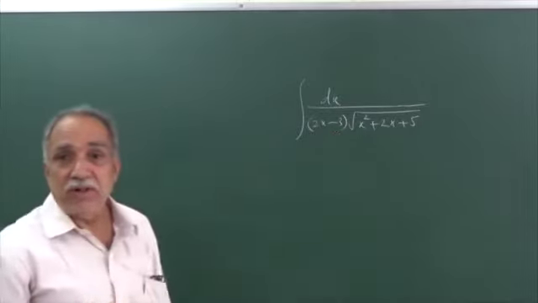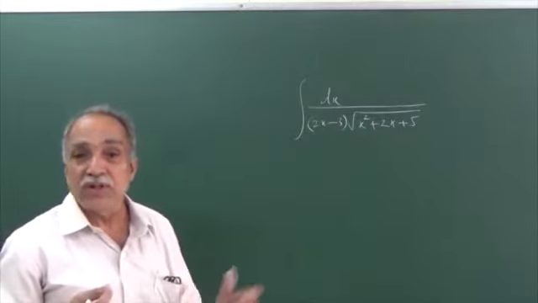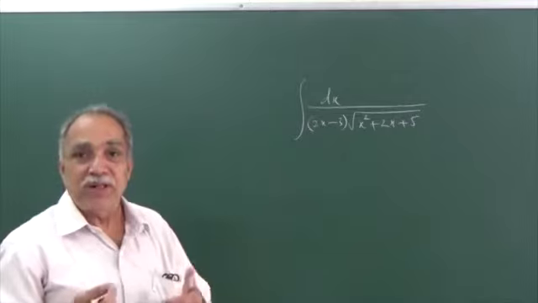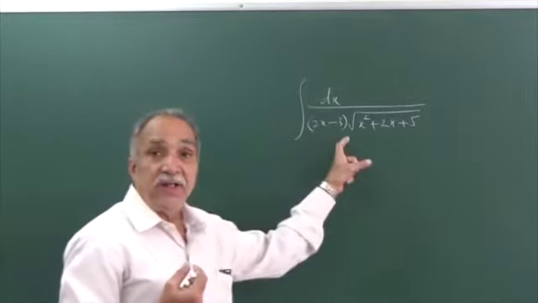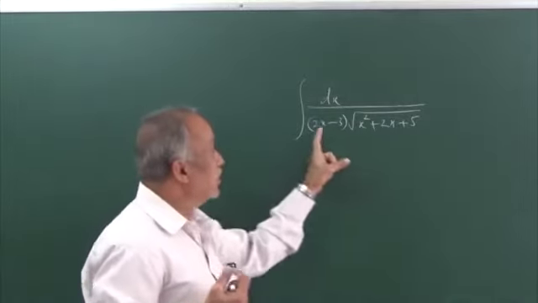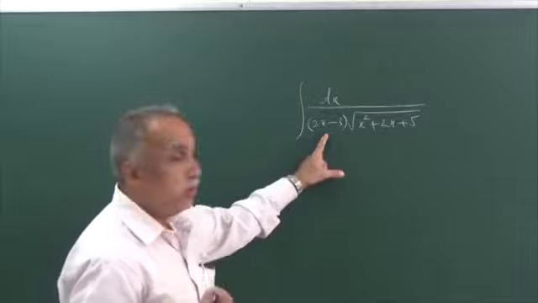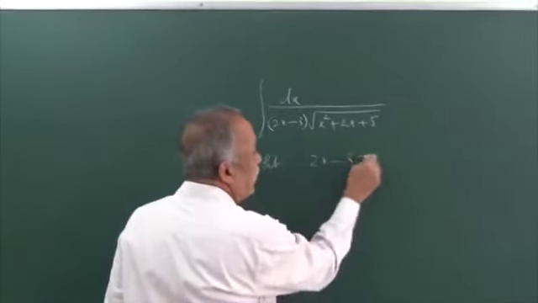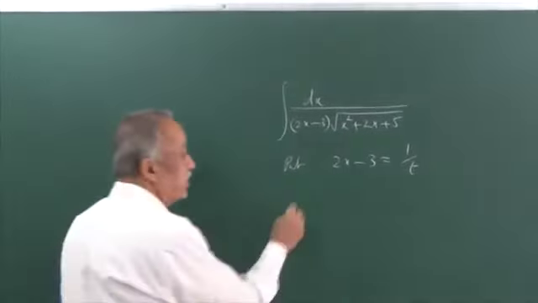At the outset, it may not be clear how this substitution going to help us in simplifying the integrand. Only by your experience you can infer that when the integrand is of this form, the substitution linear equal to 1 by t will be of use for you. Let me just try the substitution. I am substituting 2x minus 3 equal to 1 by t. Let me check what happens.